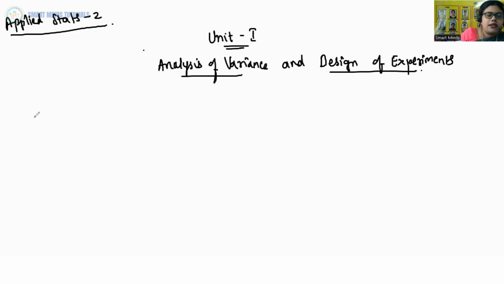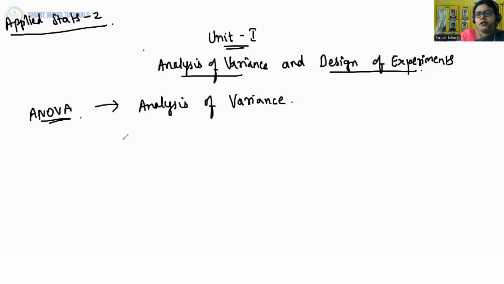Okay, so first let us understand what do you mean by ANOVA. ANOVA is the acronym of analysis of variance. Analysis of variance is a statistical technique specially designed to test whether the means of more than two quantitative populations are equal. That is, to make inferences about those whose samples are drawn from the populations having the same mean.